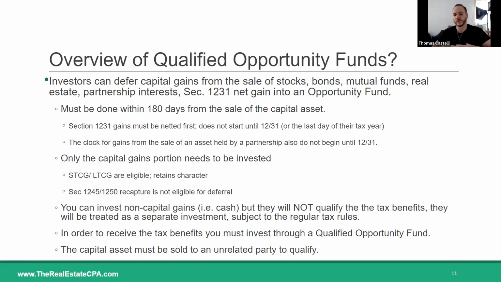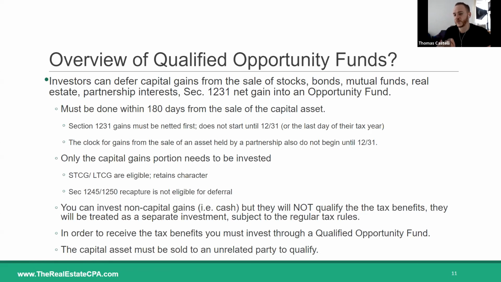All right. So the first thing to understand is that investors can defer the capital gains from the sale of stocks, bonds, mutual funds, real estate, partnership interests, and Section 1231 property when using an opportunity fund. So the way this works is you sell an asset and you will recognize a capital gain. You have 180 days from the sale of that capital asset to invest it in an opportunity fund, much in the same way as you have that 180-day window with 1031 exchanges.